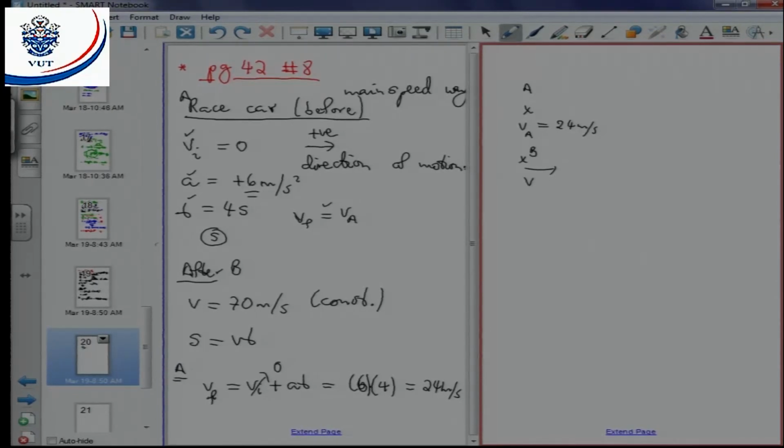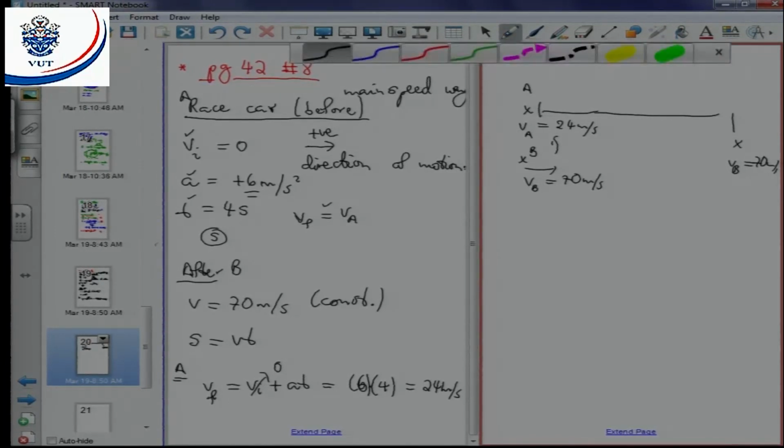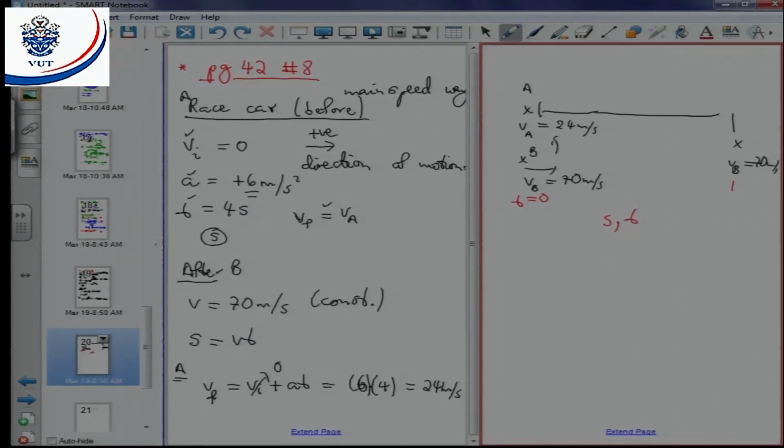At the same time, another car B is moving at VB equals 70 meters per second. So this one overtakes that one, and later on they meet again, and car B is still moving at 70 meters per second. We want to know how much time is taken from when they pass each other to where they meet. We can see that both of these cars are going to travel the same distance S, and we start the clock when they meet, so they both have the same time, which I'm going to call T.